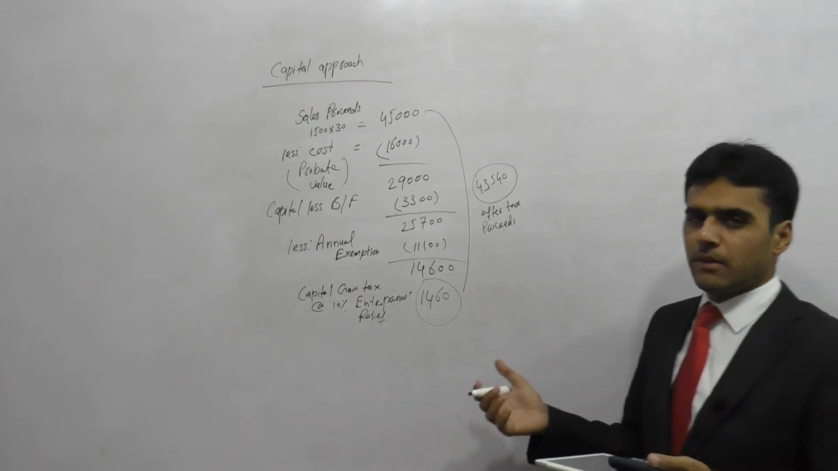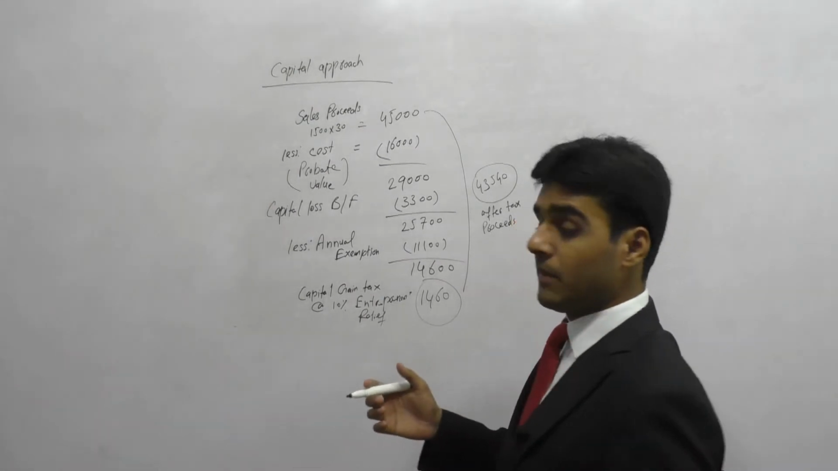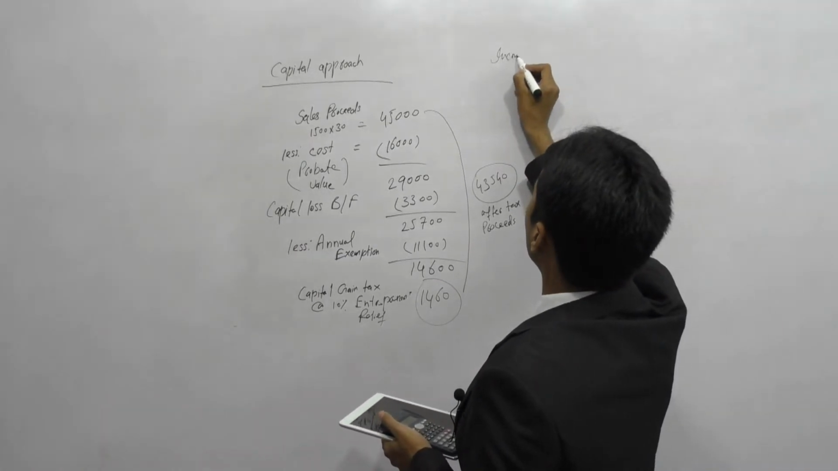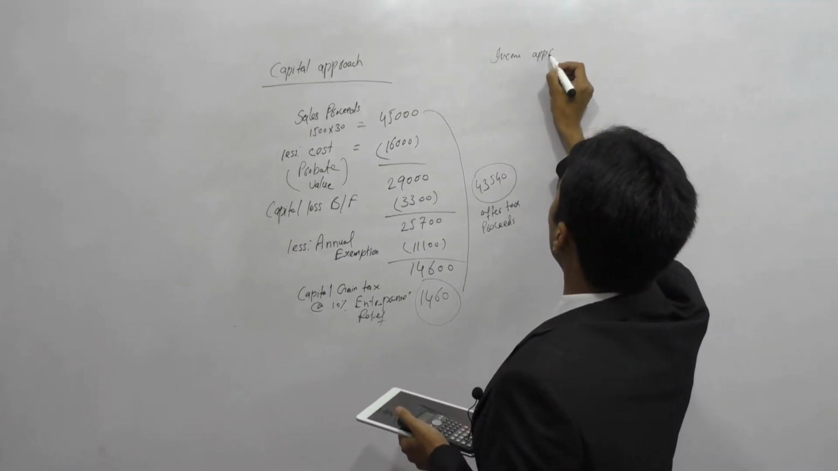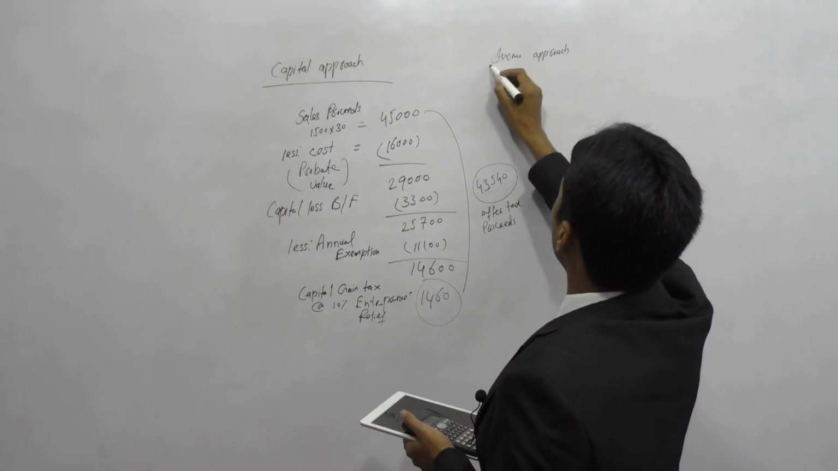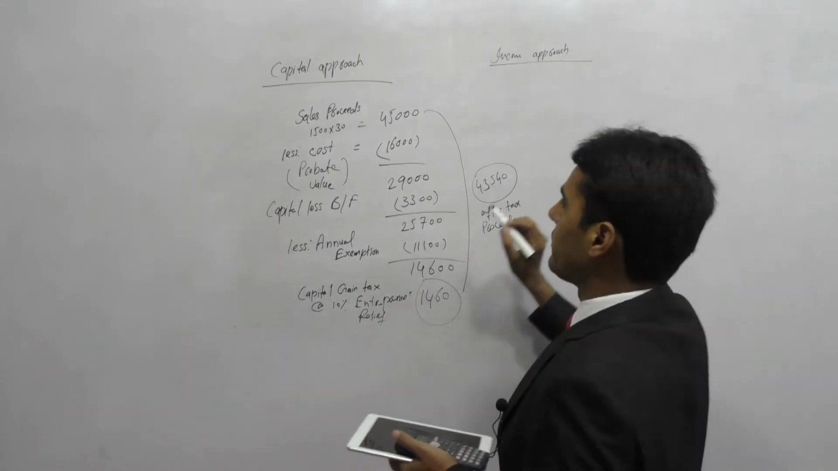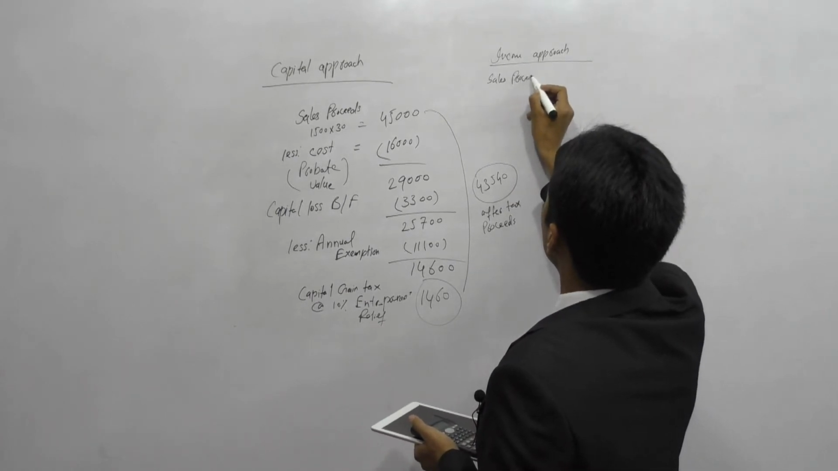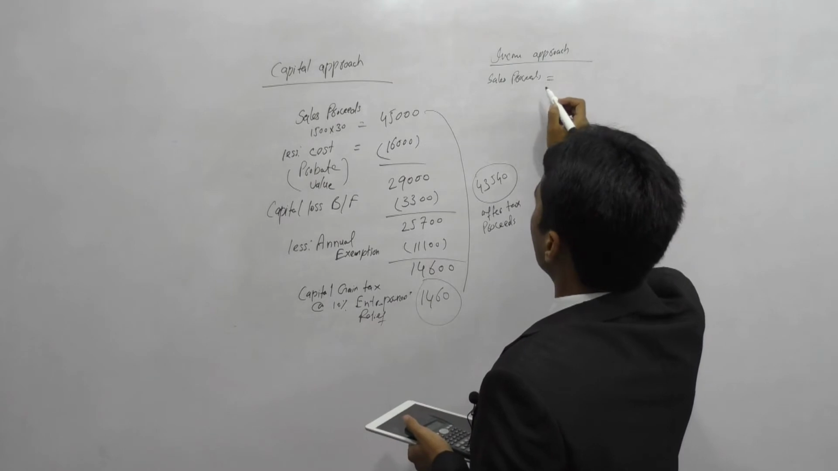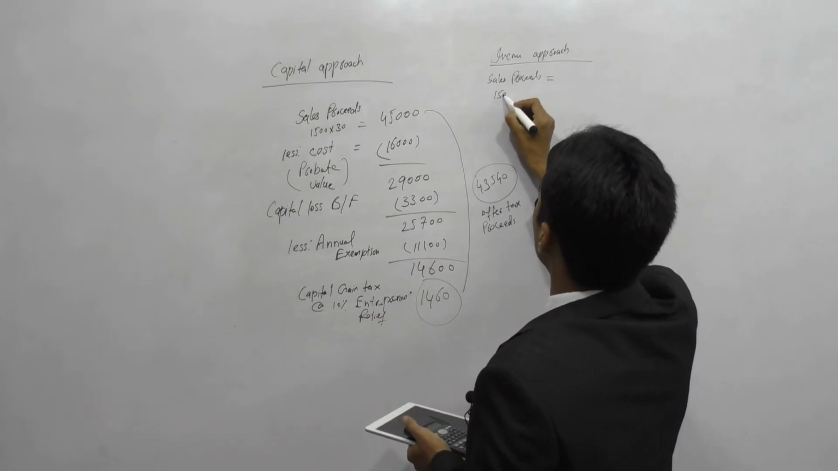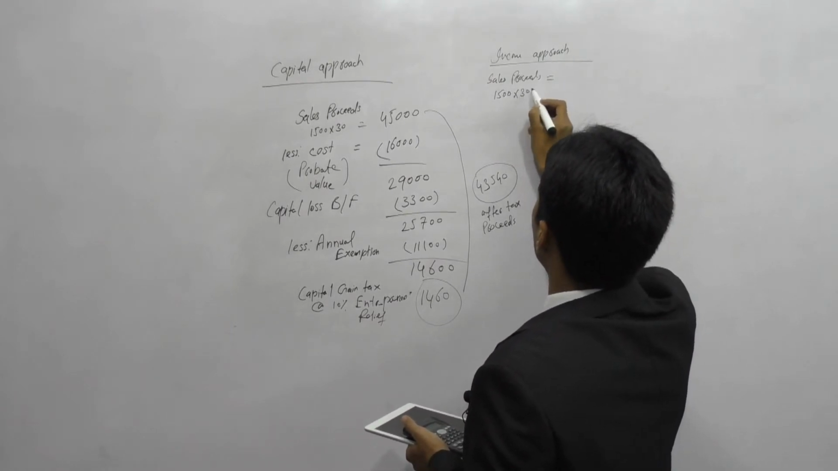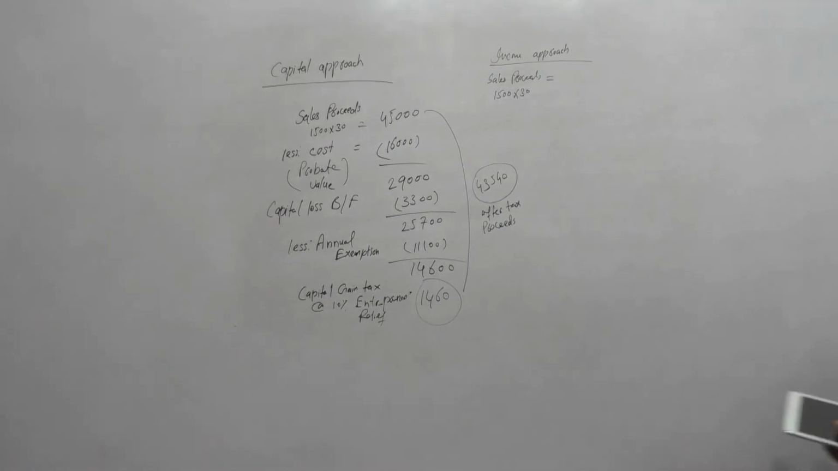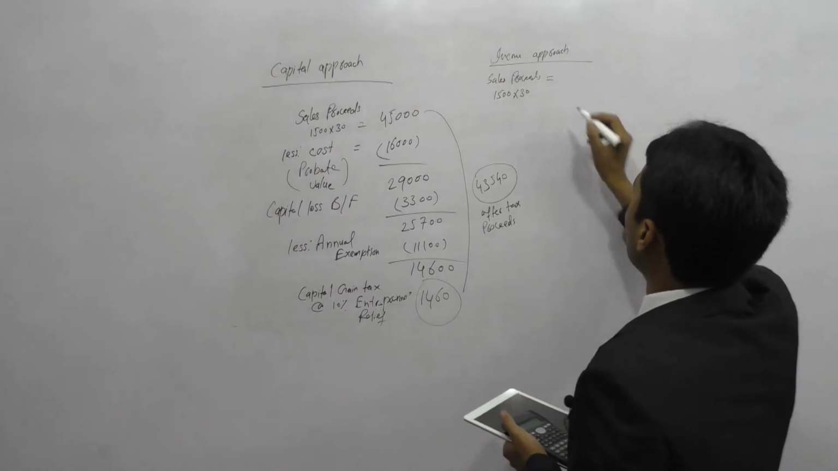Now if we use the income approach as well, in the question it asks for the income approach too. So if we take the income approach, we'll take the sales proceeds, 1,500 shares at the rate of £30 each, and it is going to be exactly the same amount, which is £45,000.